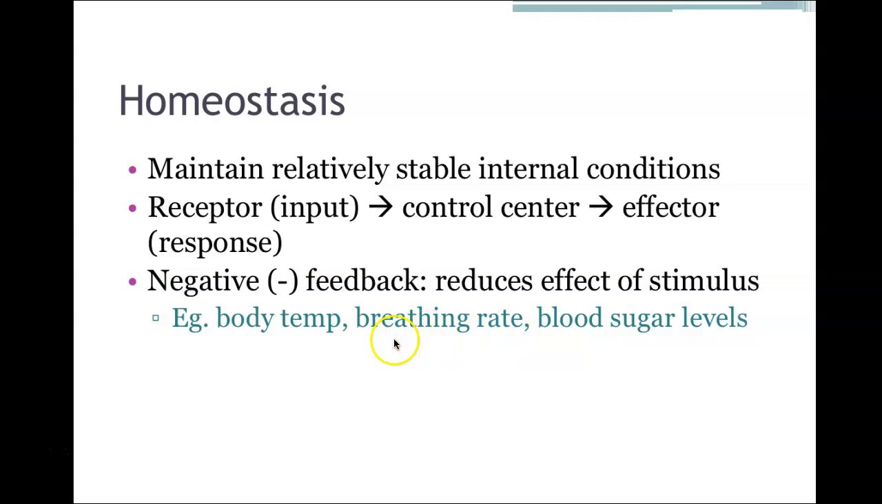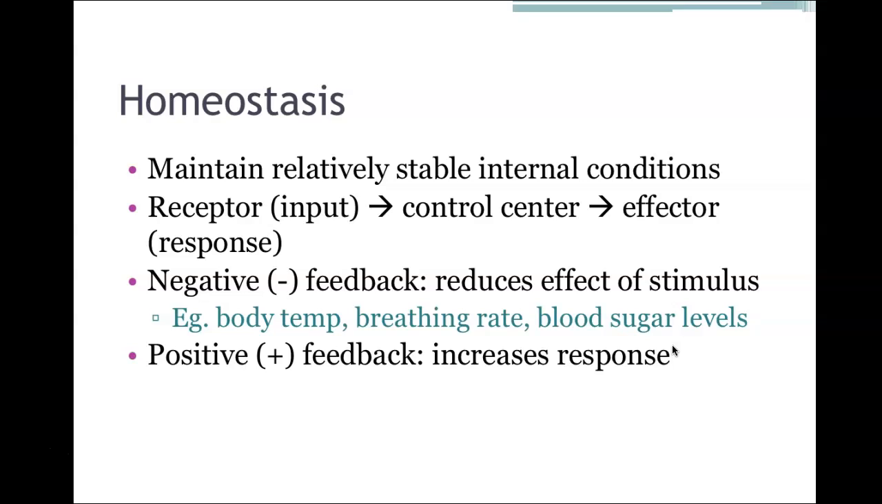Same with breathing rate. If you don't have enough oxygen, so the less oxygen you have, the higher your breathing rate is going to get. And then the same with blood sugar levels. The lower your blood sugar levels get, the more your body's going to try to do something to increase blood sugar levels. So that's called negative feedback, and negative feedback is going to achieve homeostasis. Positive feedback is not going to achieve homeostasis.